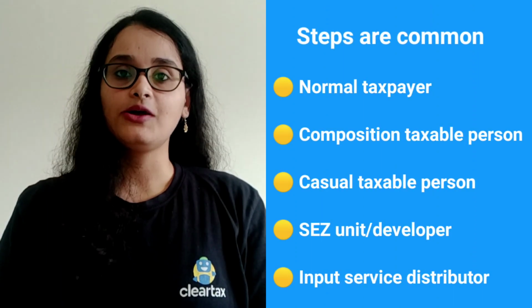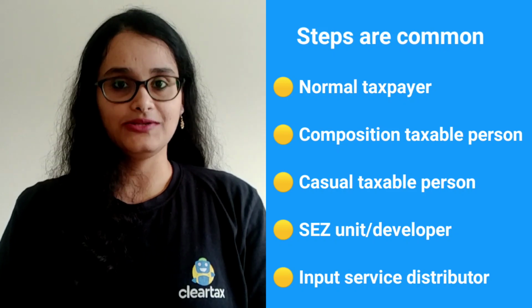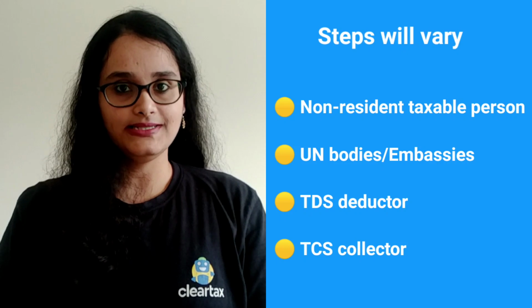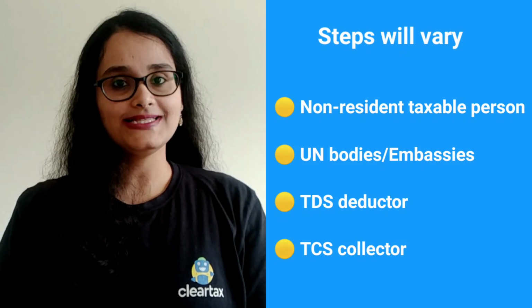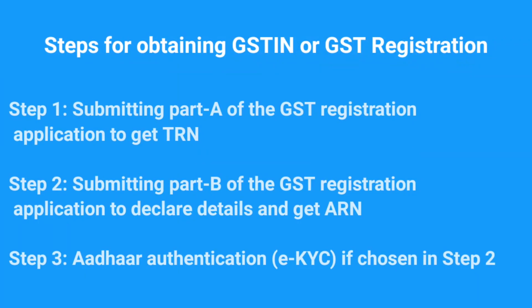The documents and the type of information could vary depending upon the category of taxpayer you may fall under. However, the steps on the GST portal will mostly remain the same. The procedure to apply for GST registration on the GST portal is common for normal or regular taxpayers, composition taxable persons, casual taxable persons, SEZ units or developers, and input service distributors, whereas it differs for non-resident taxpayers, TDS deductors, and TCS collectors. Any type of GST registration broadly involves 3 steps.